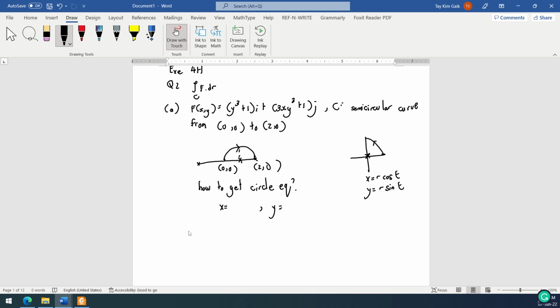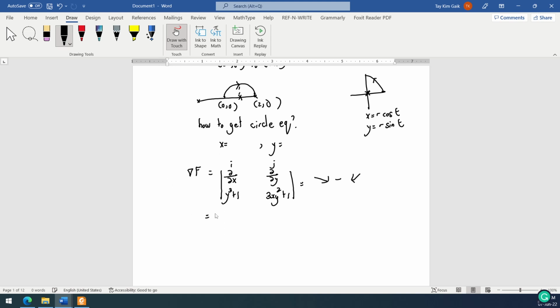So for 2D, it also doesn't matter, we check whether F is conservative by finding the curl of F. We use this form: the component i, component j. First row is del del x, and then second is del del y. Put F, component i is y cubed plus 1, component j is 3xy squared plus 1. Then do it like a determinant, the product of the main diagonal minus the product of the other diagonal.